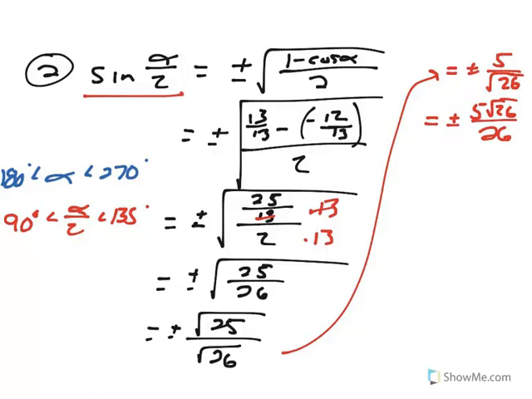Since the angle that we're using here is alpha over 2, that means we're looking at this situation here. Alpha over 2 is bigger than 90, but less than 135. That's in quadrant 2.